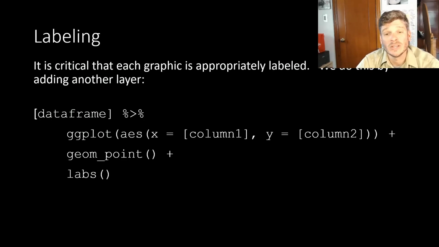Okay. So, lastly, it is critical that every graphic is appropriately labeled. And again, we do this by adding another layer. So we have our data frame. We pipe it into ggplot. Inside of our aesthetic, we define our x variable and our y variable, plus geom_point. And again, that's a function too, so we do need the parentheses there. All right, geom_point is its own function.